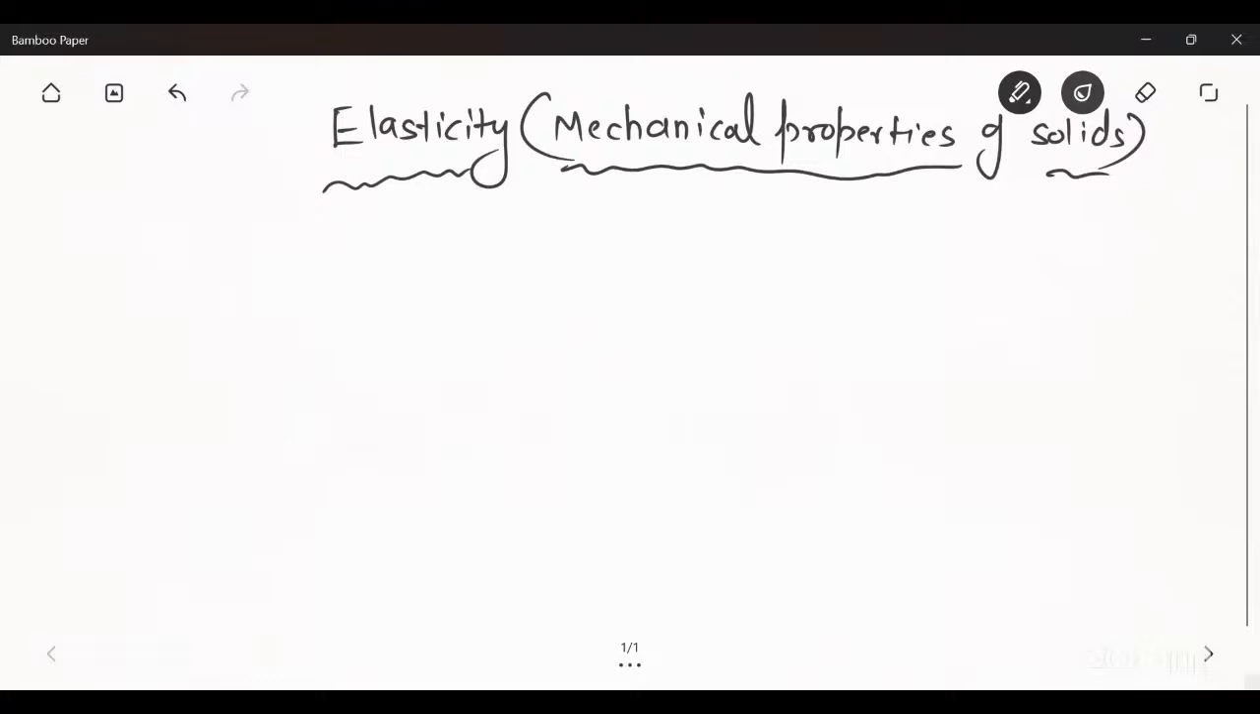Firstly, I will give you a short revision about the topic. Then I will discuss the previous year questions of that topic. Now, firstly, consider a body which is known as a rigid body.